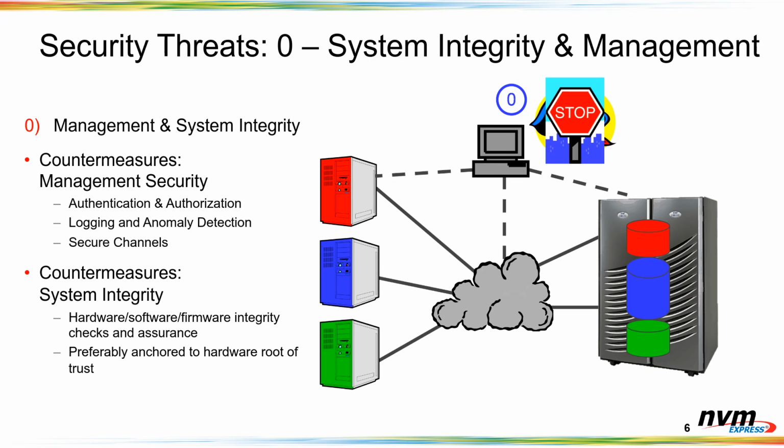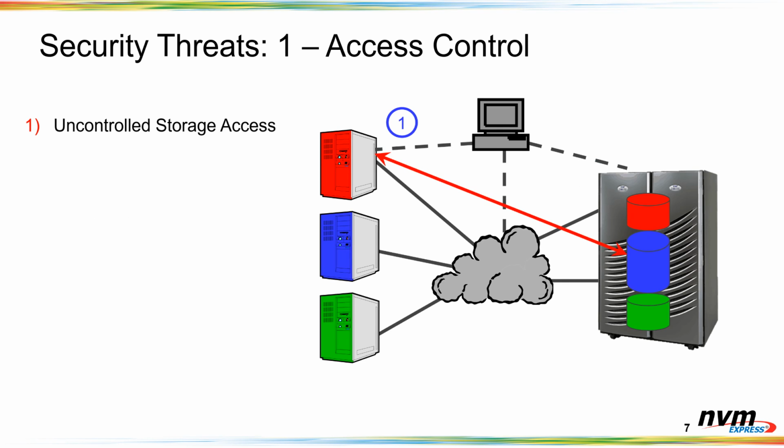The second class of countermeasures is system integrity: hardware, software, and firmware integrity of the management station. In fact, all the components shown on the screen with checks and assurance, preferably anchored to hardware roots of trust in each case. Okay, second threat, number 1 now, is uncontrolled storage access.